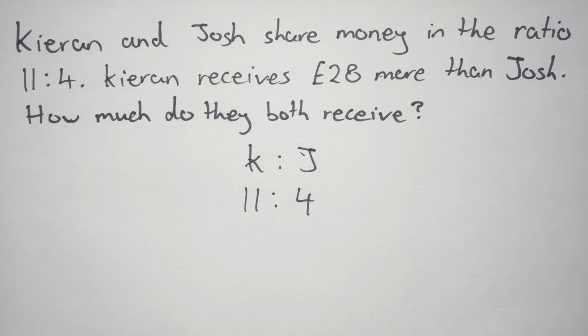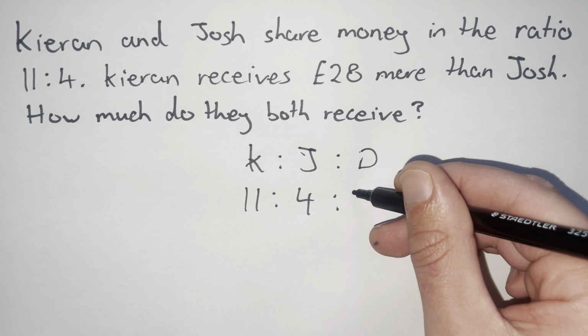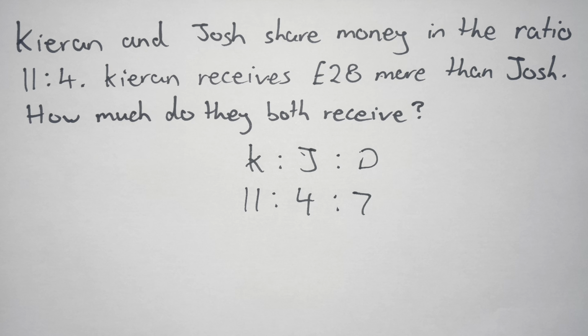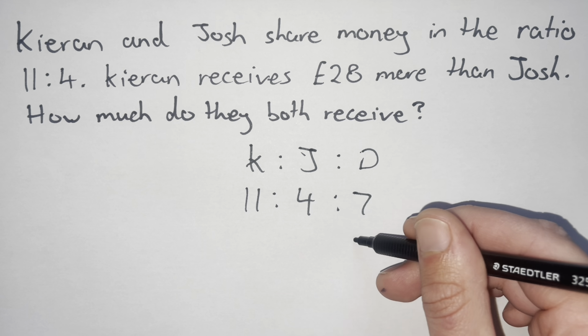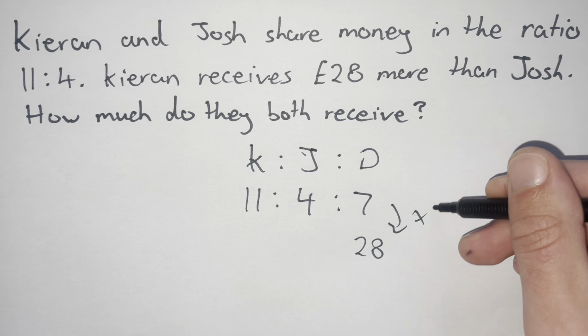And then I add a third part to my ratio, which is the difference. 11 minus 4 is 7. Now the real difference is £28. So I've got to think, what do I multiply 7 by to get to 28? And that's going to be 4.